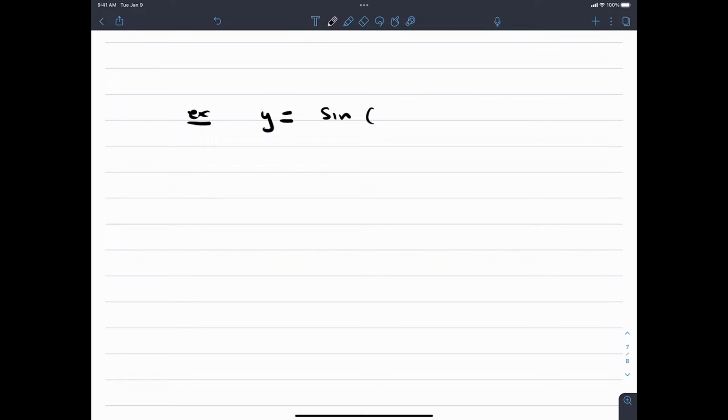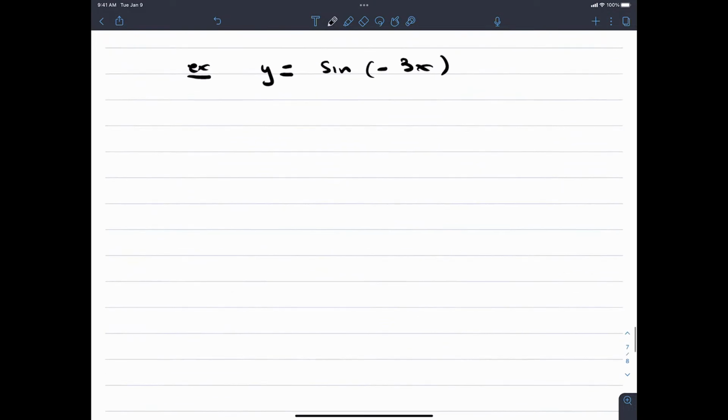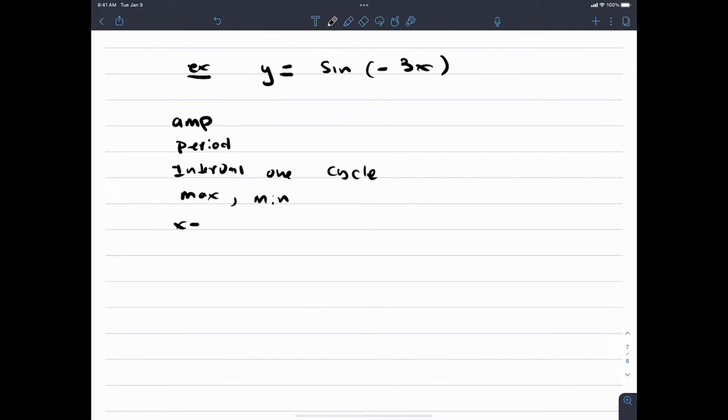Where are we at? Okay. They said, what about y = -sin 3x? Now, they're going to want you to find all those things again. They're going to want you to find the amplitude, the period, and the interval of one cycle. And of course, they're going to want you to find the maximum value and the minimum value, the x-intercepts, everything we talked about yesterday. And then they want you to sketch the graph, right?